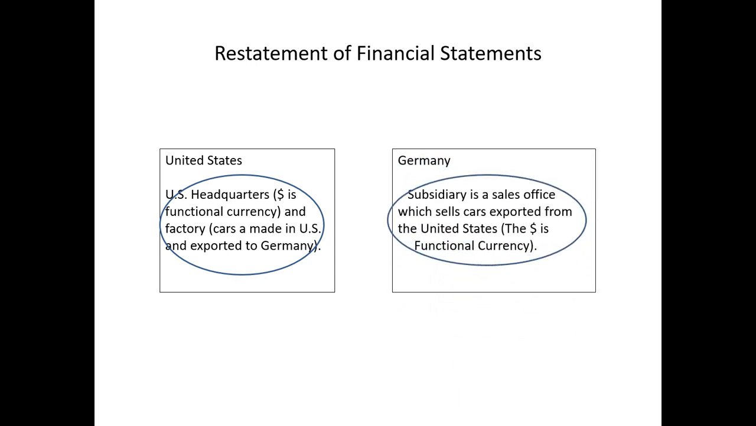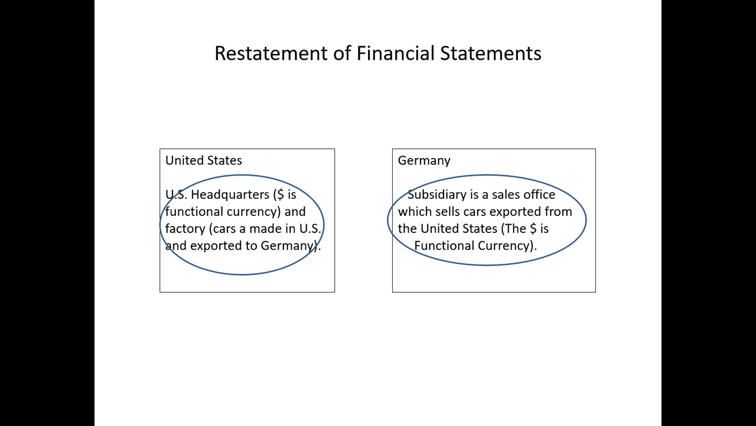In Germany, you don't have a factory. You just have a subsidiary office, which basically takes control of the cars. The subsidiary is a sales office, which sells cars exported from the U.S. So in this case, the dollar would be the subsidiary's functional currency. Now you may be asking why. The cars come in on a ship, and the subsidiary is a sales office that distributes them to dealers. It basically takes the cars and sells them.